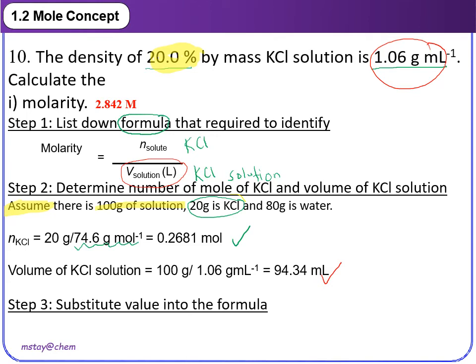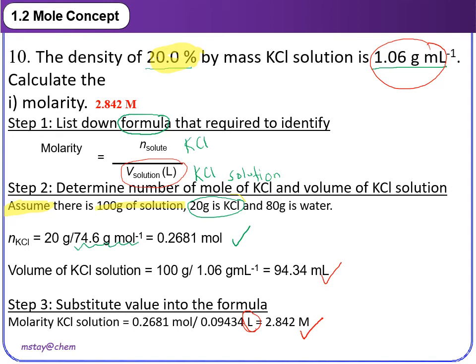Okay, now after we have the mole and the volume, we can substitute the values into the formula. Just remember in this case, based on the formula, the volume must always be in the unit of liter. Even though you keep it here as milliliter, it is okay, no problem. But when you substitute the value into the formula, make sure you already convert it to liter. After that, you press the calculator. This is the final answer for the molarity.